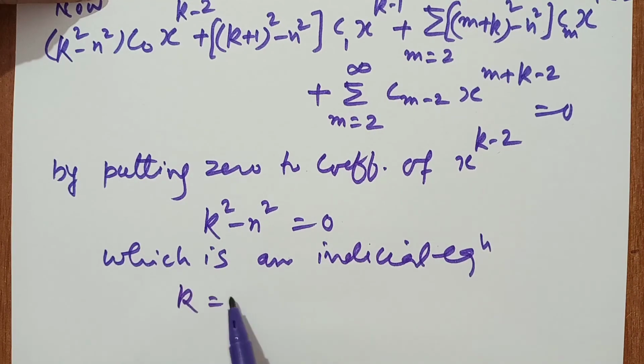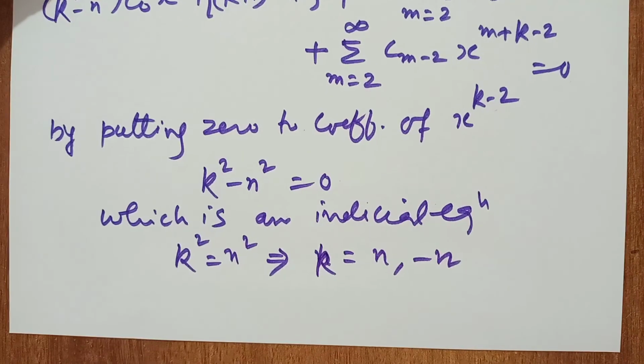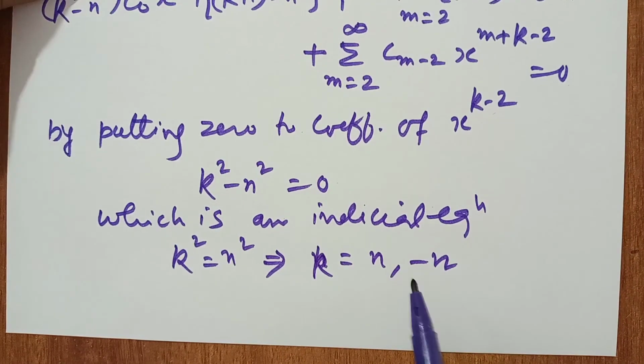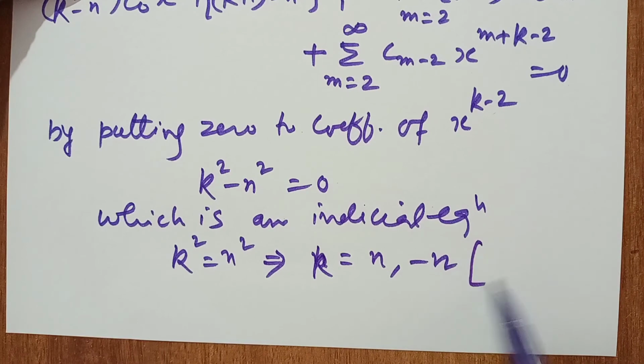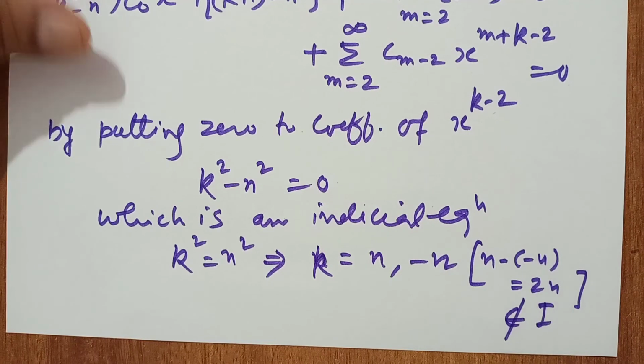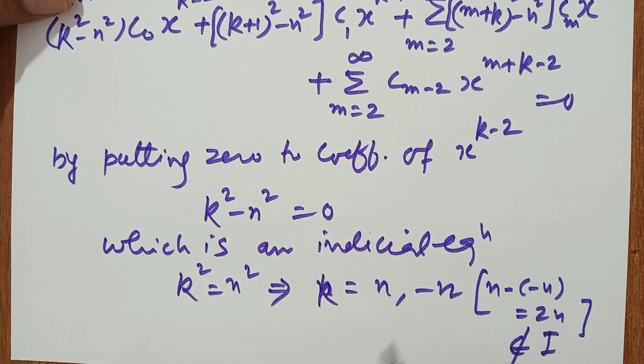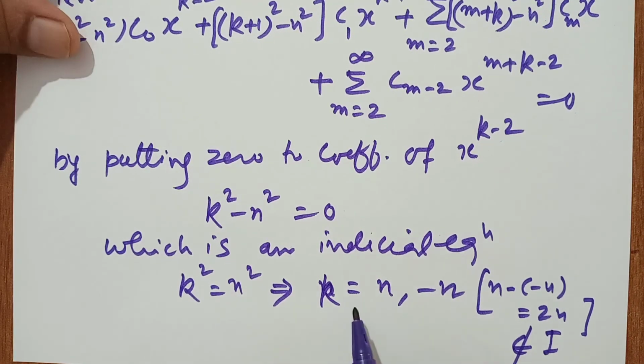So here k square is equal to n square, meaning k is equal to n and minus n. In the given question, what is the difference? n minus minus n, so 2n. According to the question, this is not an integer. This has been given in the question. So since 2n is not an integer, this is case first, meaning both roots are different and their difference is not an integer.